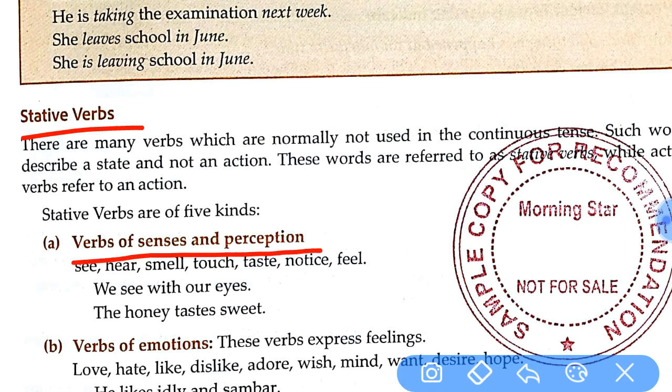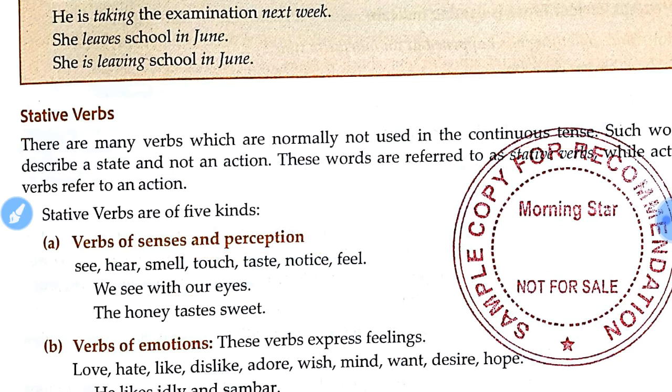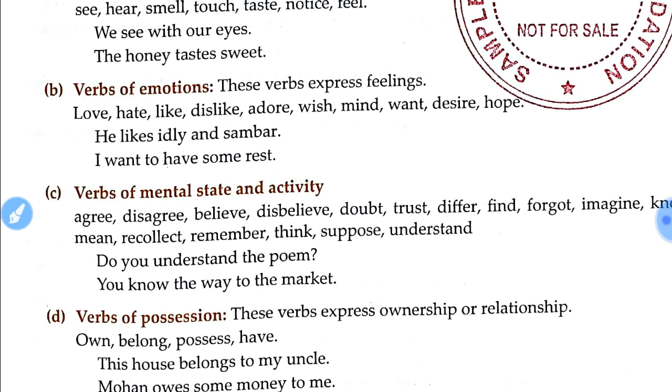So verbs of senses and perception are not used in the continuous tense. For example, smell, touch, hear, taste, all these we do not use. We see with our eyes. The honey tastes sweet. So we do not use the ing form in these sentences.